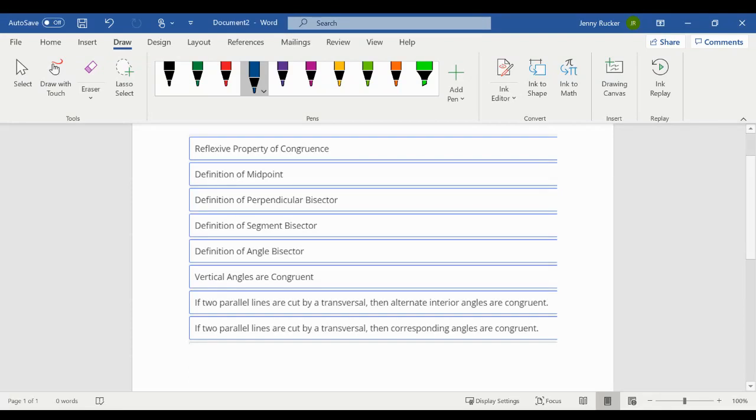In this problem, we are asked to conclude which of the following statements can be used to show two angles are congruent to each other. The reflexive property of congruence can be used to show that two angles are congruent.